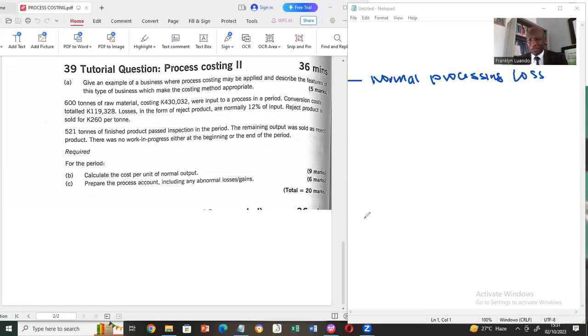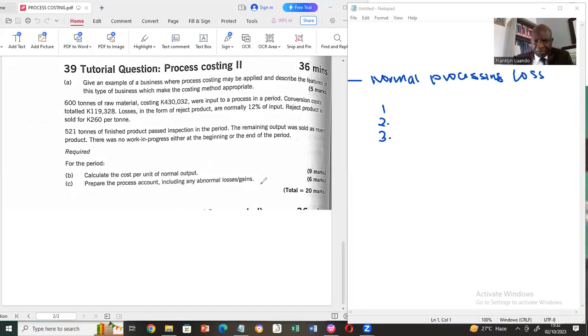The causes of normal processing loss could be evaporation. Evaporation is a cause of normal loss. Number two, some losses occur due to shrinkage of raw materials. Number three, losses occur due to withdrawal for testing. Another cause could be spillage during the transportation of chemicals. And the other one could be due to pilferage. So those are the causes of normal process loss.